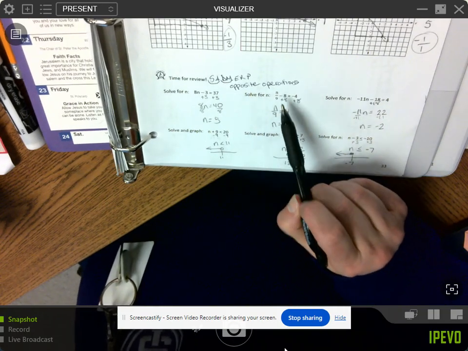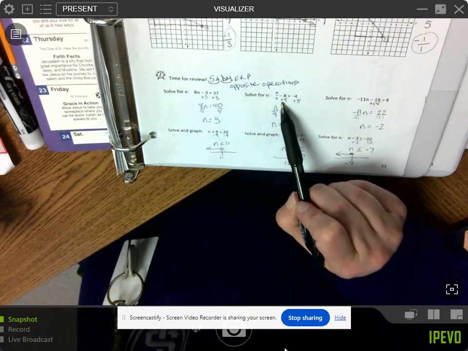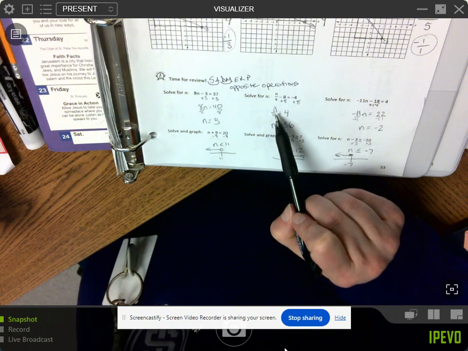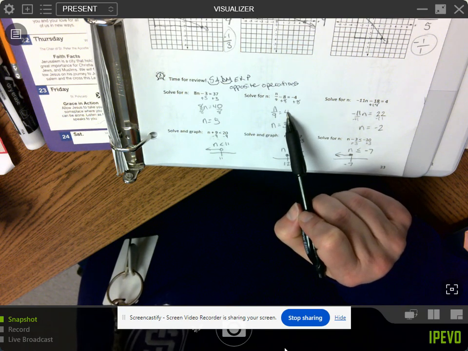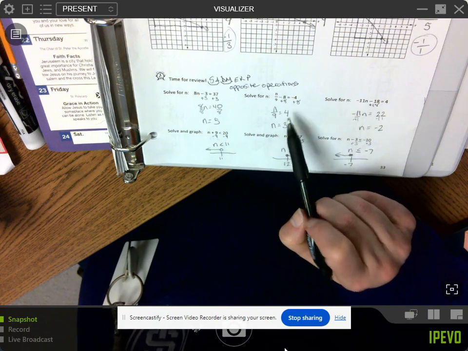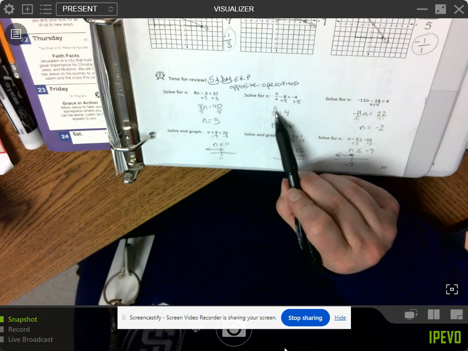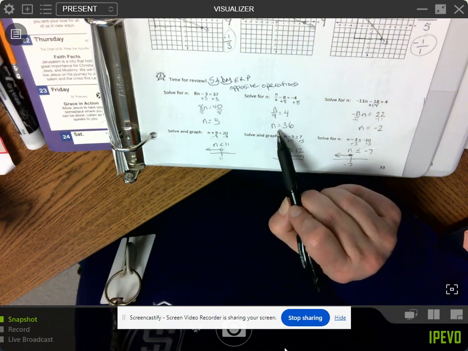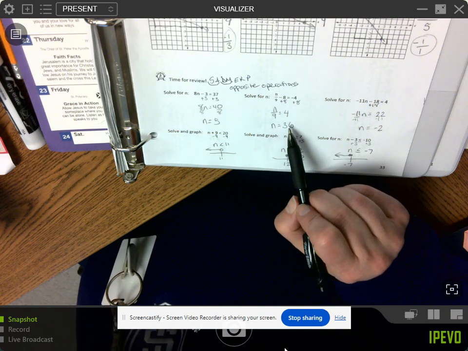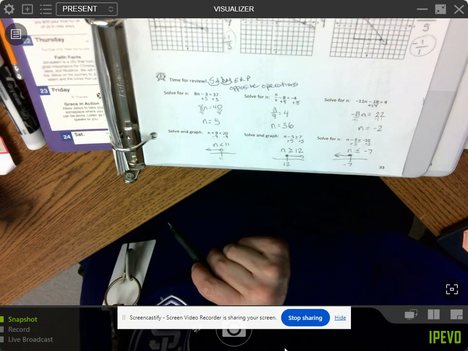For my second one, I was subtracting 8, so I need to add 8 to both sides. So I have n divided by 9 equals a positive 4. Because negative 4 plus 8 gives me a positive 4. Now, since I was dividing by 9, I need to multiply by 9. So n equals 4 times 9, which is 36.